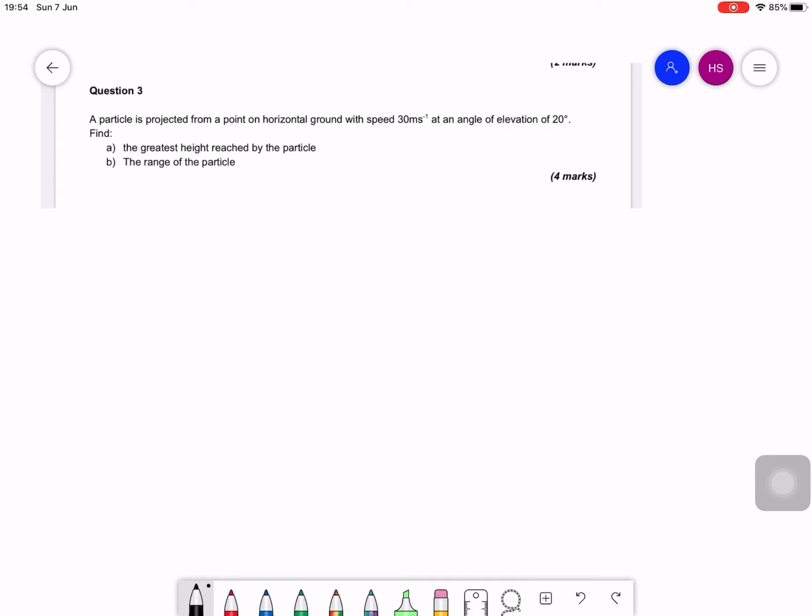Okay, we're looking at the projectiles mini-test question 3. I've got a particle projected from a point on horizontal ground, so it's going to go up and then come back down due to gravity. The angle of elevation is 20 degrees and the initial speed is 30 meters per second at a 20-degree angle.